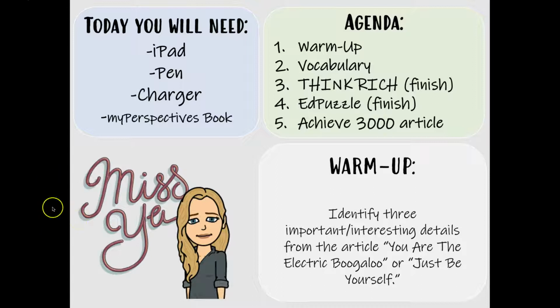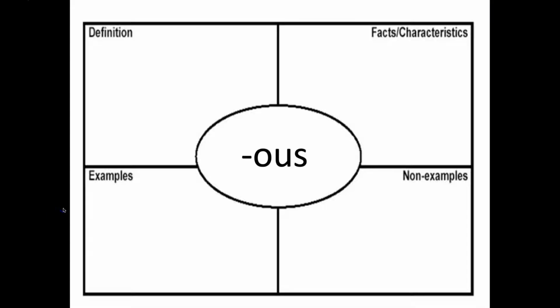All right. Now that you have your warm-up finished, I'm going to ask you to stay in your OneNote and you're going to go into the root section of your binder. We do have a new suffix. Notice how the hyphen is only at the beginning of the word part, because a suffix comes at the very end of a word. It will never be at the beginning. That would make it a prefix. So our suffix OUS means full of.